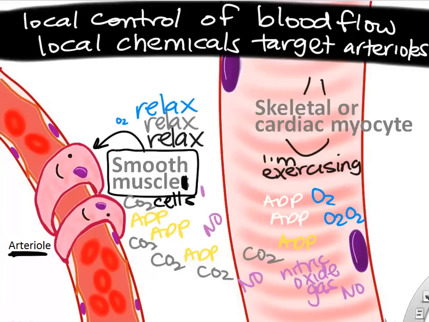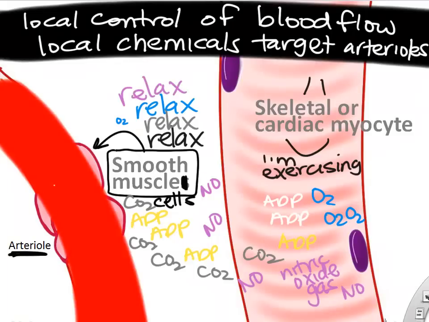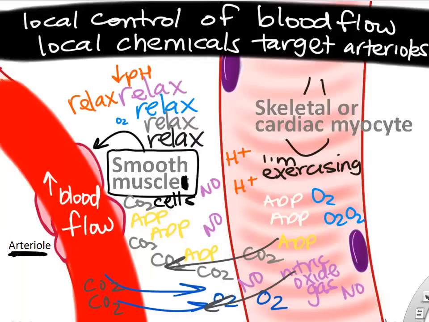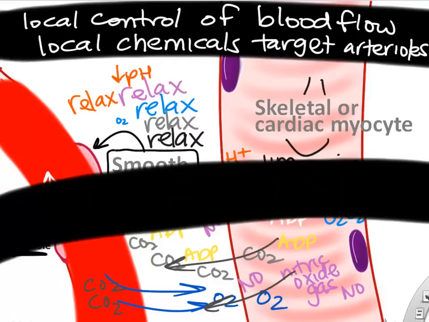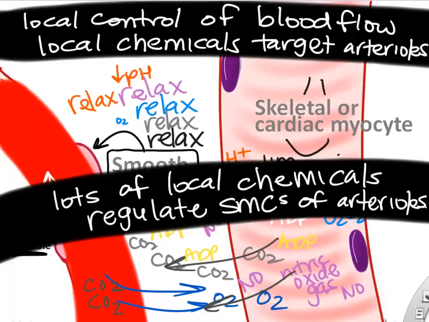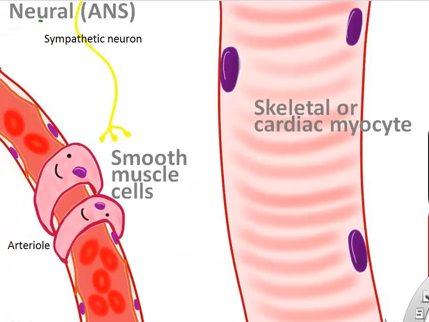Nitric oxide is a gas made by exercising cardiac muscle and some tissue cells. So again, all of this causes those smooth muscle cells to relax, which causes vasodilation and increased blood flow. When you increase blood flow, you deliver more nutrients. All right, so in this way, lots and lots of local chemicals can specifically regulate those smooth muscle cells in those arterioles and then regulate local blood flow.